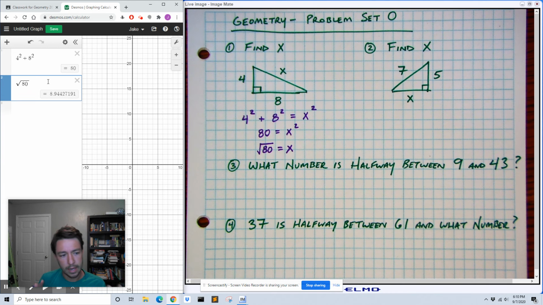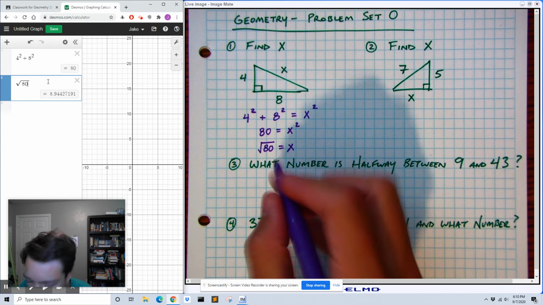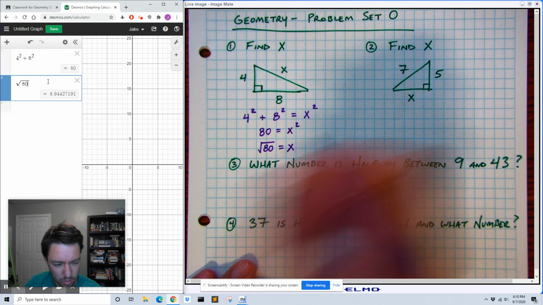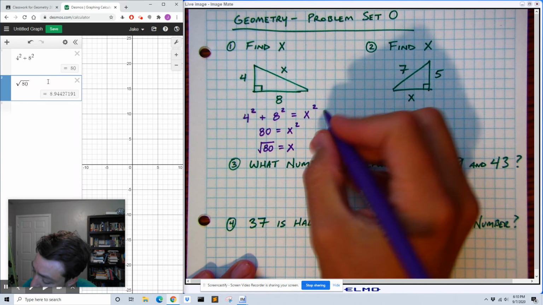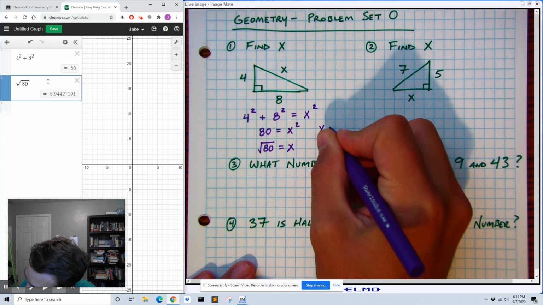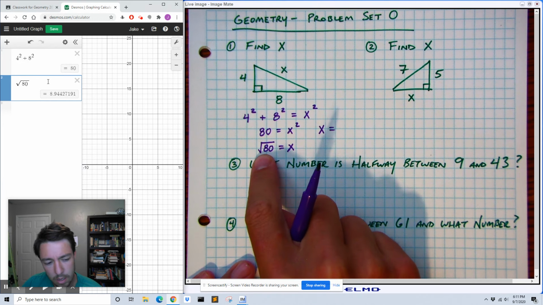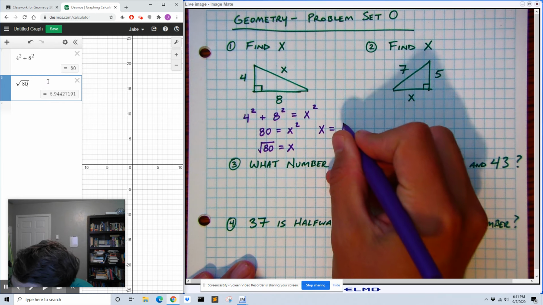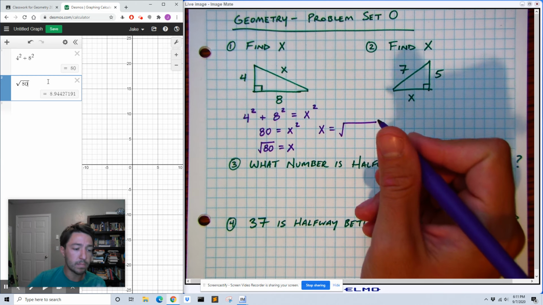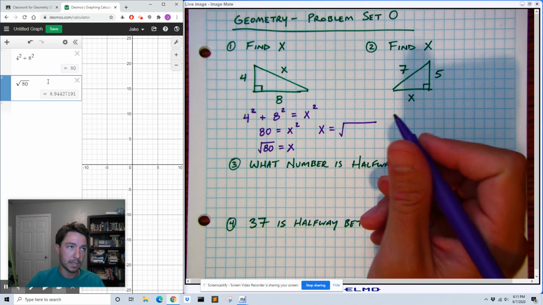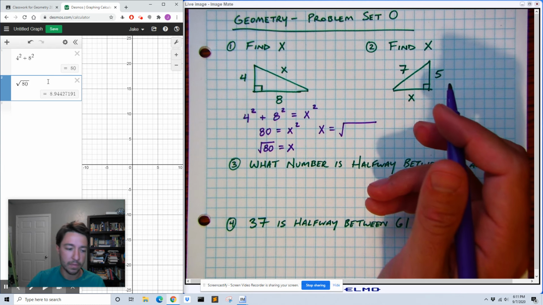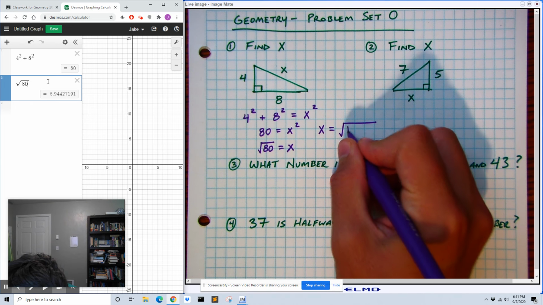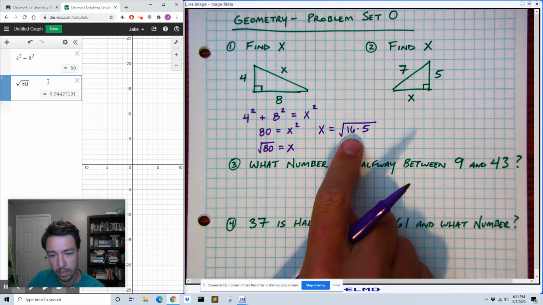It's roughly 8.94. But in this class, we're going to use what they call the exact solution. This one you may not have seen before. Maybe you have. The technique looks like this. So I say, well, square root of 80. Are there any perfect squares that are factors of 80? The answer is yes. By perfect squares, I mean 1, 4, 9, 16, 25, 36, 49, 64, any number squared. So 80 is 16 times 5. Now, notice it's still under the radical.